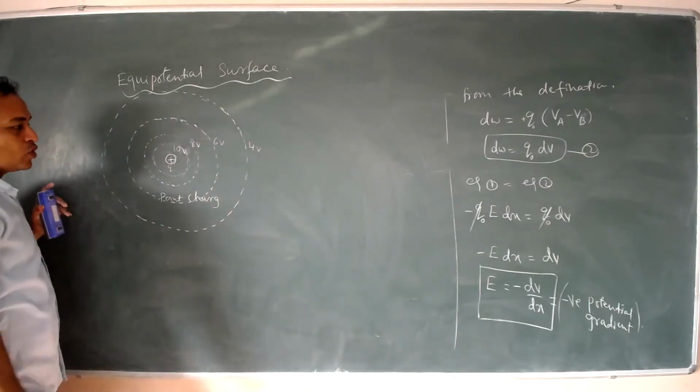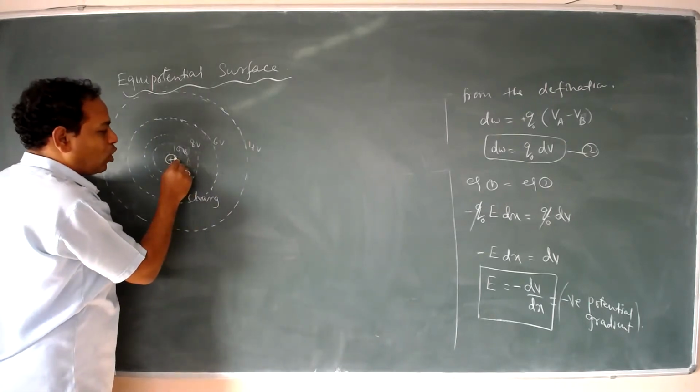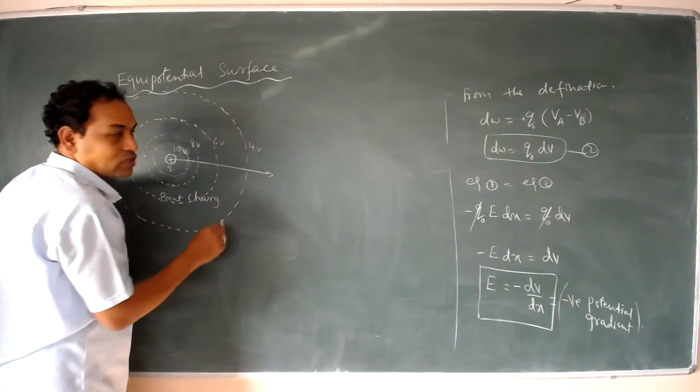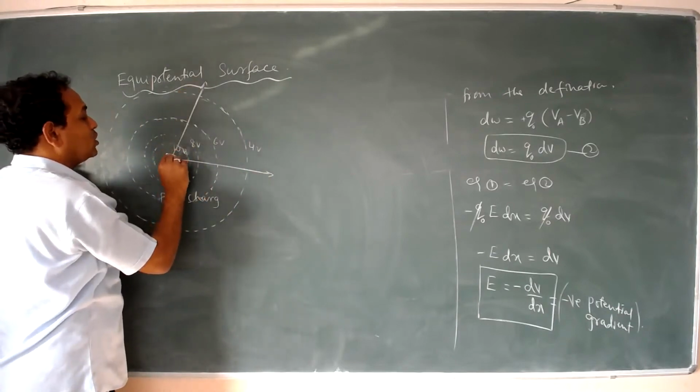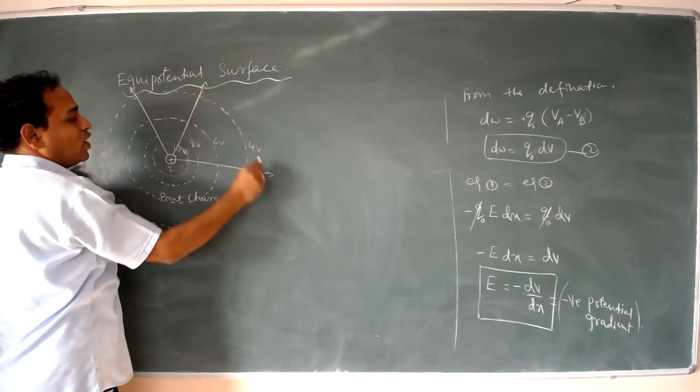Here one more thing. We know that the electric field will always be radially outward in this direction. Electric field will always be radially outward. This is called electric field intensity. That is the E value. This is E.